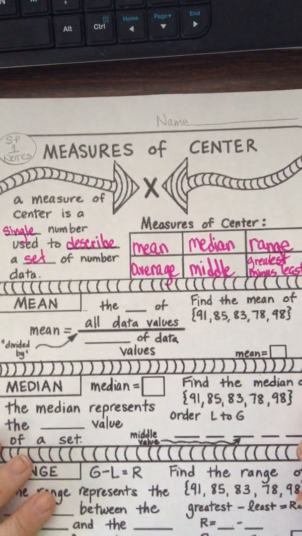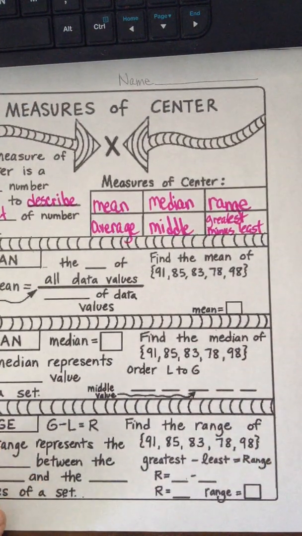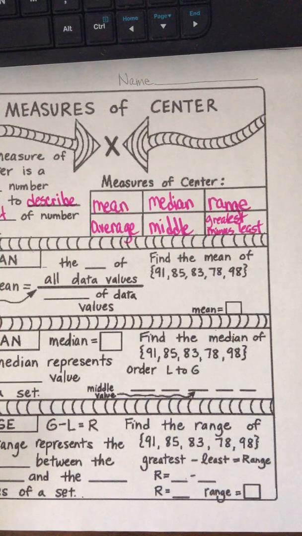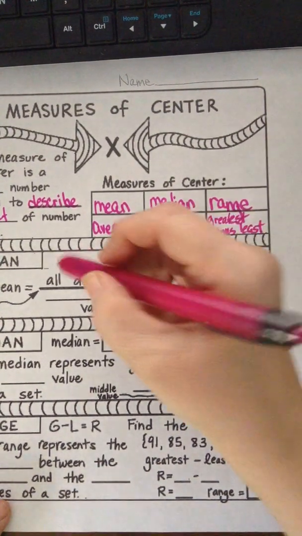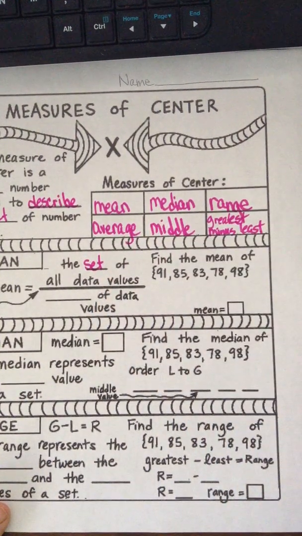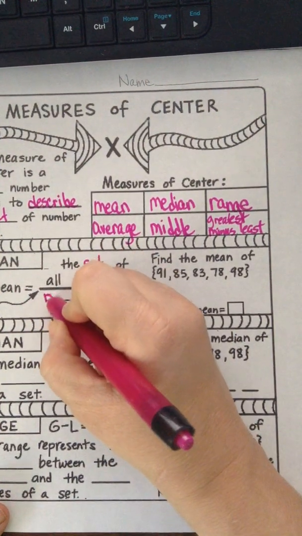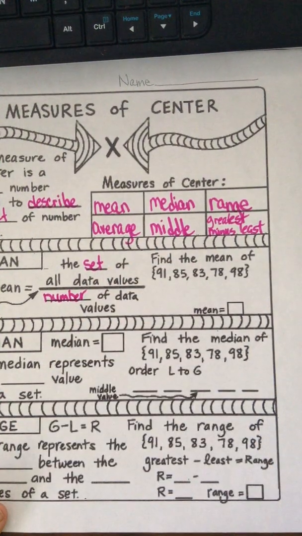So let's get into this and review. Mean, not what you are to your little brother and sister. We're talking about something totally different. Mean is the set of all data values divided by the number of data values. Okay?